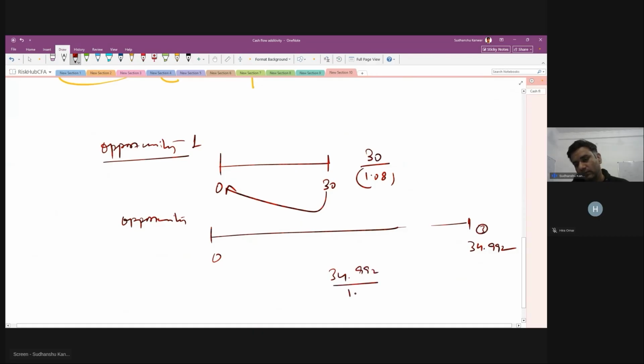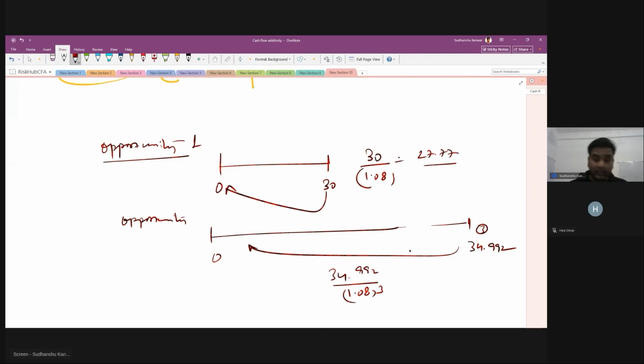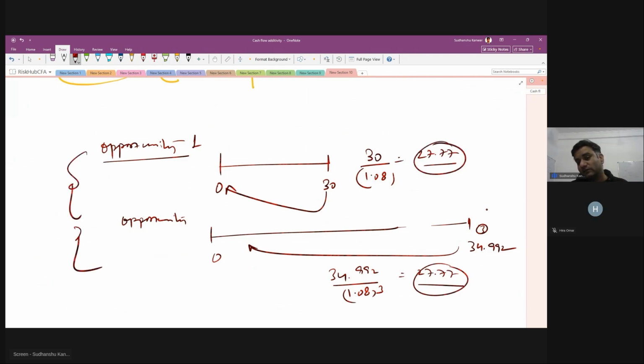34.992 divided by 1.08 cubed. So this is the difference between the two, right? Both I solved, and I get 27.77 and 27.77, right? So that shows me both are the same. So I have given you this hack also. This is an easier way to calculate, guys.